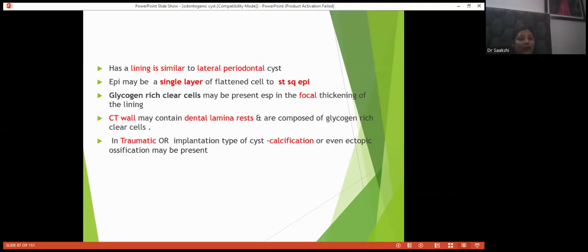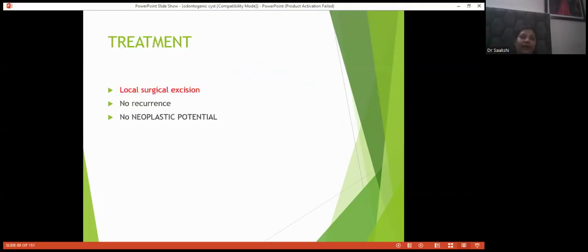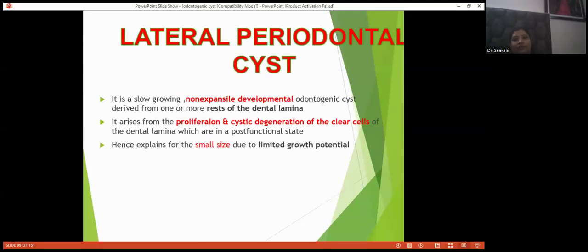Now, if it is a traumatic or implantation type of cyst, then you will see calcification, or sometimes ectopic ossification may be present. Coming on to the treatment, we go for local surgical excision. It very rarely recurs and it has no neoplastic potential.